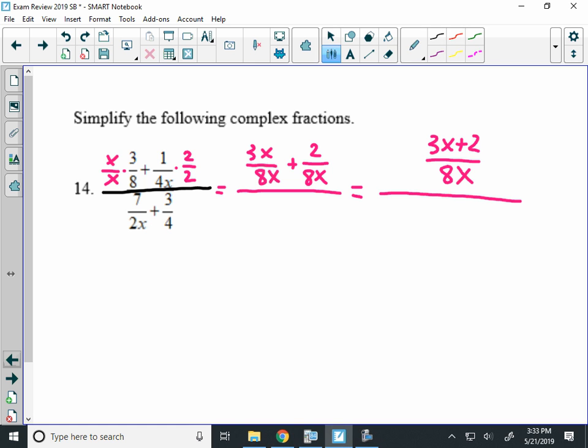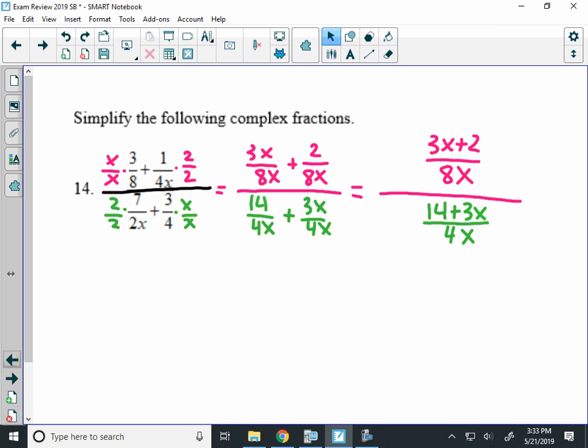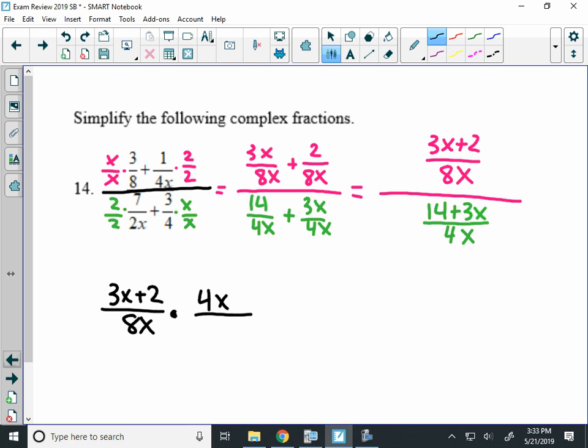Now the denominator here, I would have to find a common denominator between 2x and 4. Well, 2x and 4, that common denominator would be 4x. So the right fraction would need an x, the left fraction would need a 2. If I multiplied those, I'd get 14 over 4x plus 3x over 4x, which is 14 plus 3x over 4x. Now this is like 12 and 13, which is division. You would keep the first fraction, 3x plus 2 over 8x, times the reciprocal of the second fraction.